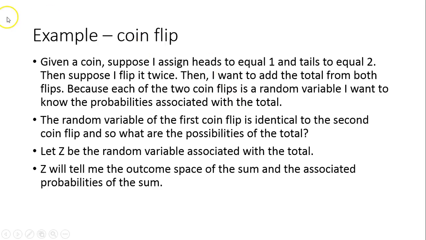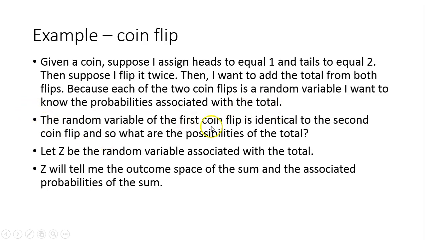So here is an example, a coin flip. Given a coin, suppose I assign heads to equal 1 and tails to equal 2, all right? Then suppose I flip it twice. Then I want to add the total from both flips. It's like the sum of two random variables. Coin flip 1 is one random variable and coin flip 2 is the other one, okay? Because each of the two coin flips is a random variable, I want to know the probabilities associated with the total.